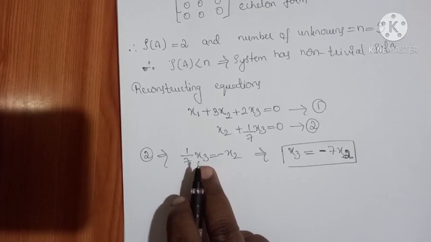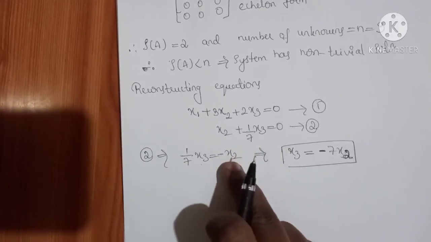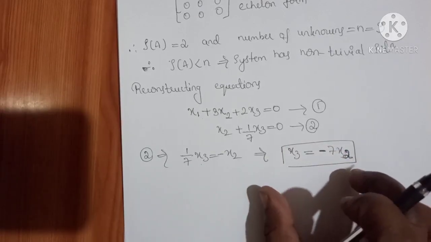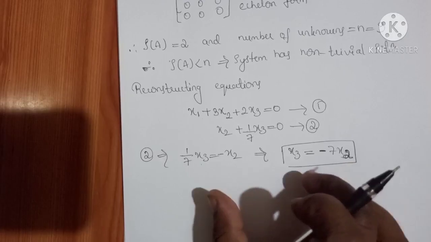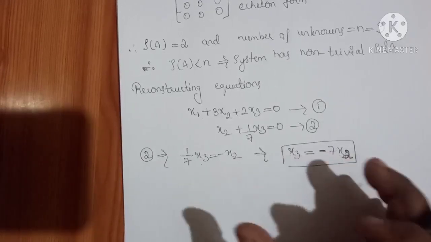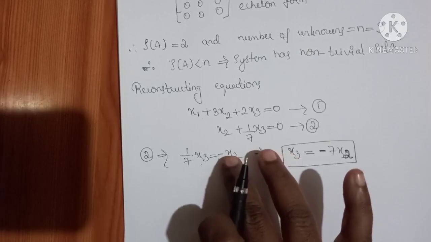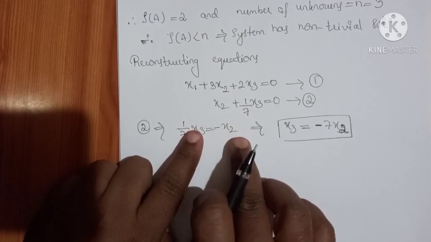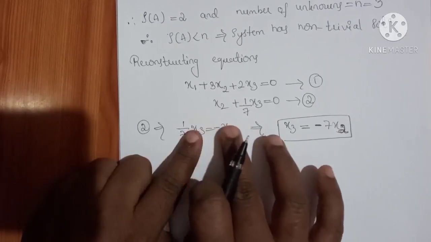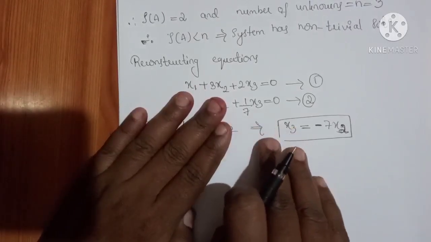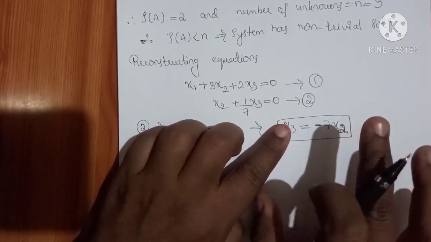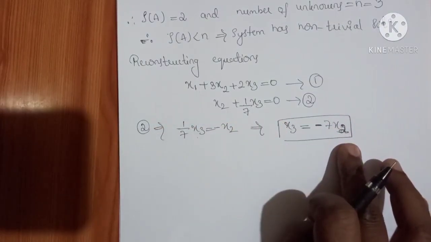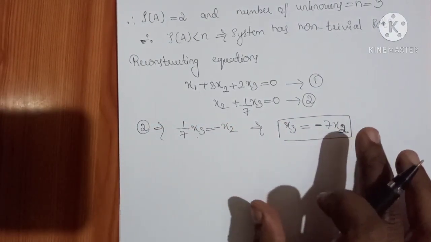So either you can express x2 in terms of x3 or x3 in terms of x2. This all depends on your choice. You can represent in any way. Here you can have two ways. If you are representing x3 in terms of x2, then the better way is you express x1 also in terms of x2. Then only you can choose another variable, x2 equals another variable.